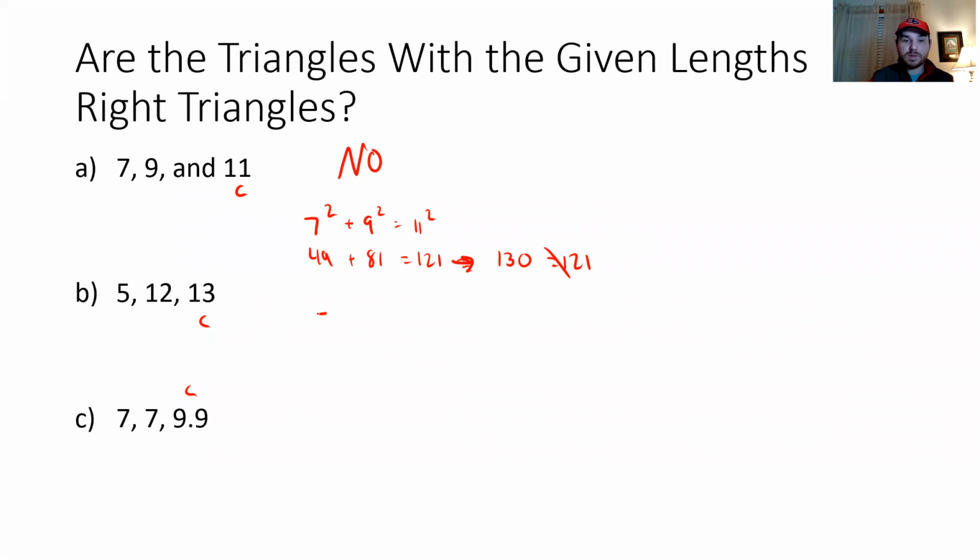5, 12, and 13. You guys might already recognize this one, but 5 squared plus 12 squared equals 13 squared. 5 squared is 25. 12 squared is 144. And 13 squared is 169. 25 plus 144 equals 169. This one works, so the answer to this one is yes.